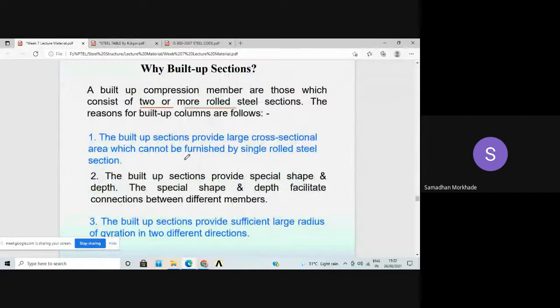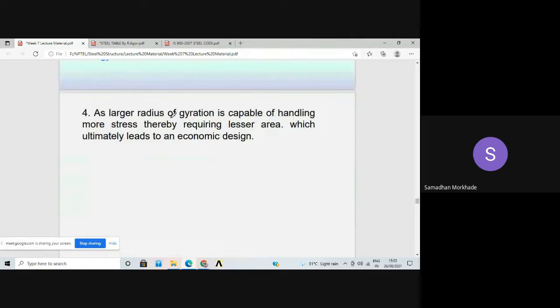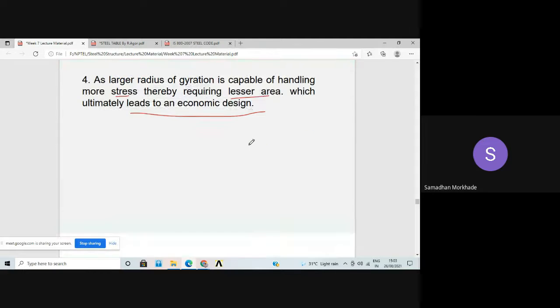The reasons for built-up sections are as follows. Built-up sections provide large cross-sectional areas which cannot be furnished by single rolled steel sections. They provide spatial shape and depth, which facilitates connection between different members. They provide sufficiently large radius of gyration in two different planes. A larger radius of gyration is capable of handling more stress, thereby requiring less area, so it can carry more stress with less area, which ultimately leads to economical designs. This is very important. These are a few advantages of using built-up sections.